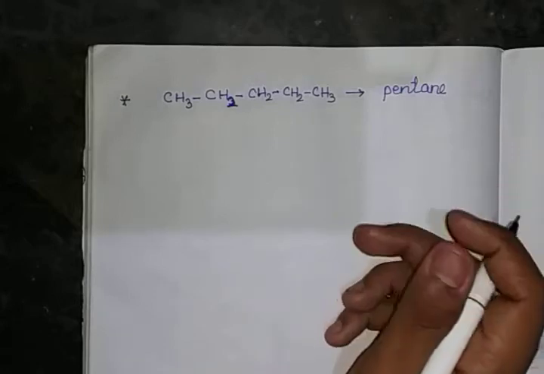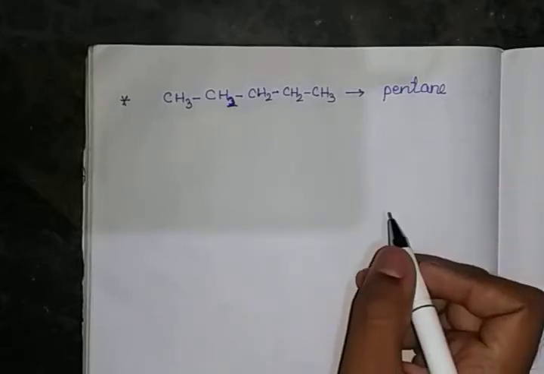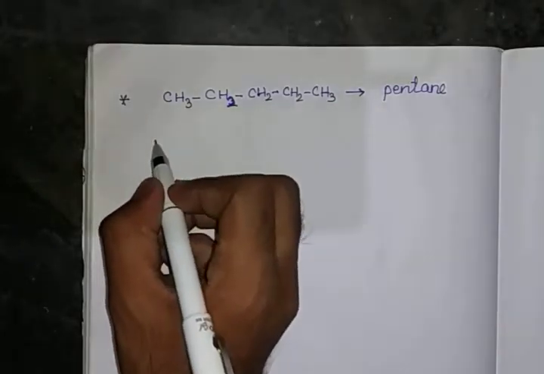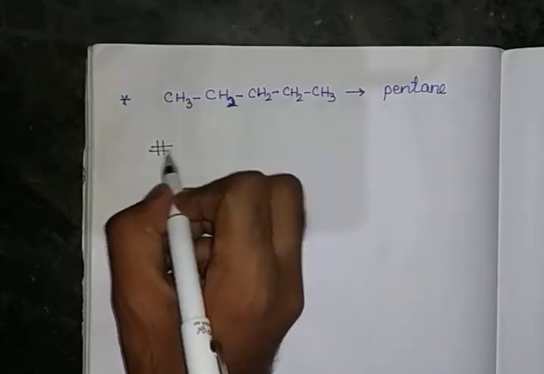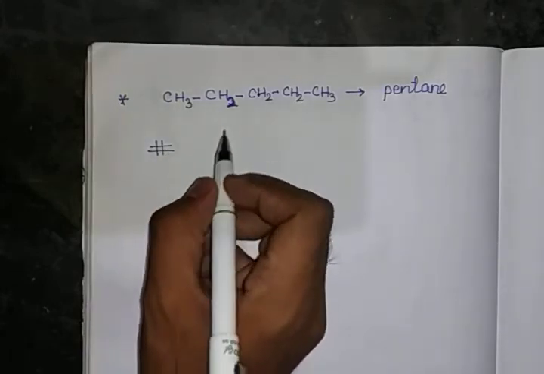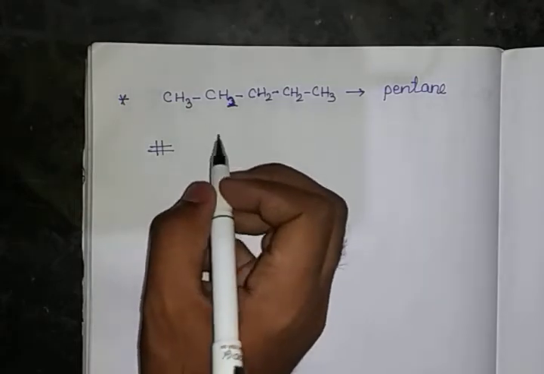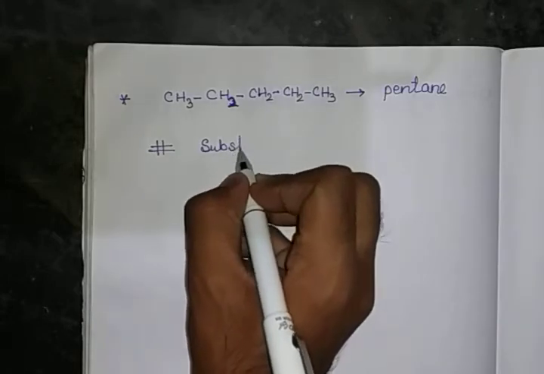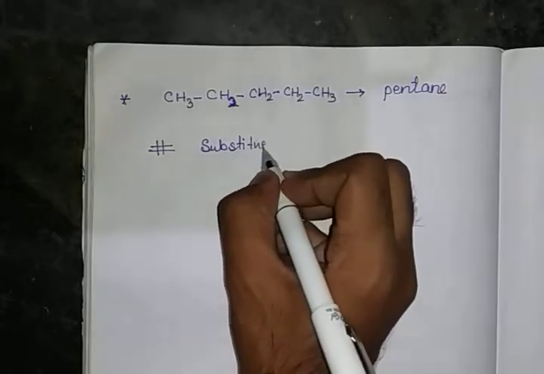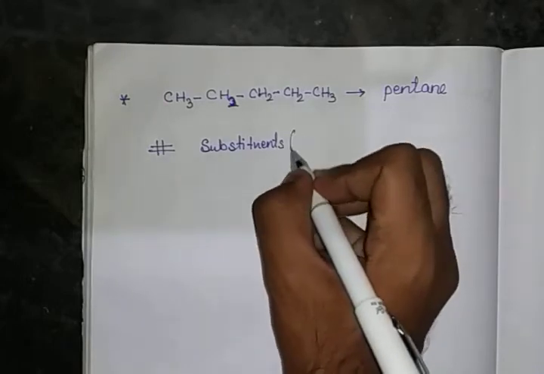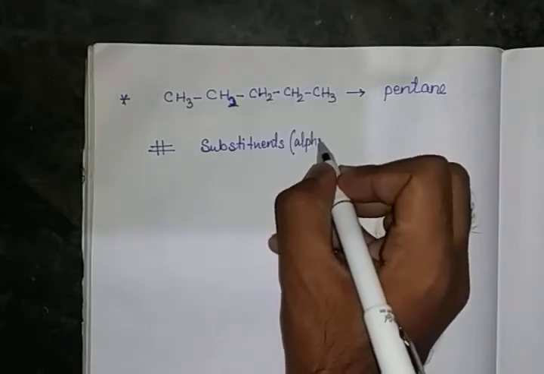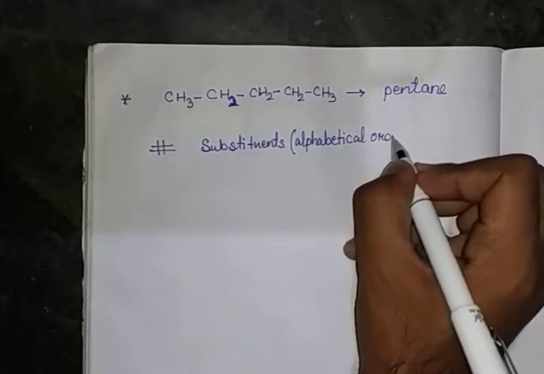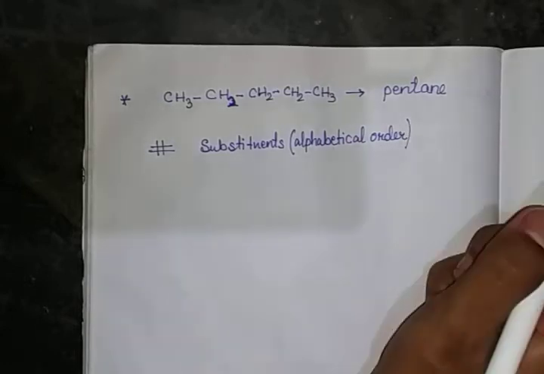But for that, we need to know one basic rule, and that basic rule is: whenever writing the name, what is the writing sequence? I'll be just telling you here. This will be the sequence of writing the names. Now, what is the sequence? First of all, we have to write the substituents in alphabetical order.